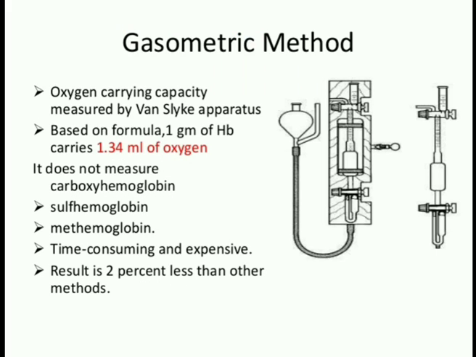Now, firstly, we will discuss the gasometric method. Here, the oxygen carrying capacity is measured by using Van Slyke apparatus. Based on the formula, 1 gram of hemoglobin carries 1.34 ml of oxygen, the calculation is done. This method does not measure carboxyhemoglobin, sulfhemoglobin, methemoglobin. This method is time consuming and expensive. Result is 2% less than other methods.